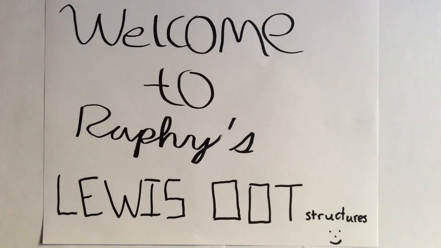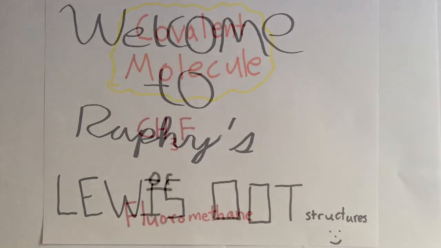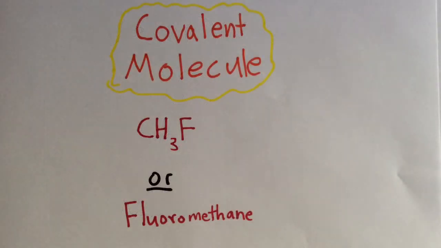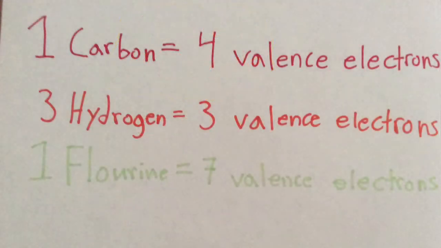Welcome to Raphael's Lewis dot structures, where we will be discussing the covalent molecule fluoromethane and the ammonium ion. So first off, we have the covalent molecule fluoromethane, which has 1 carbon, 3 hydrogen, and 1 fluorine. The 1 carbon gives us 4 valence electrons, the 3 hydrogen gives us 3 valence electrons, and the 1 fluorine gives us 7 valence electrons, which gives us 14 total valence electrons.